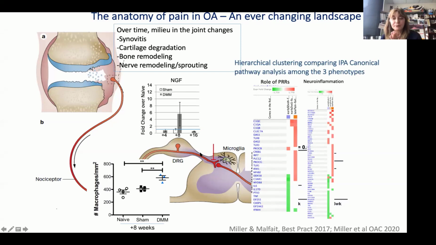In fact, we have done a microarray analysis, and we see that there are many genes here that are regulated after DMM surgery that pertain to pathways of neuroinflammation and pattern recognition receptors. So a lot going on in these cell bodies of these nerves. And so potentially all these different pathways here could be targeted.